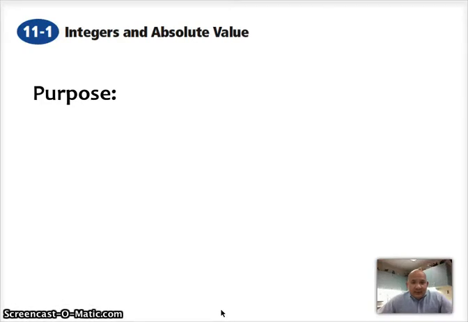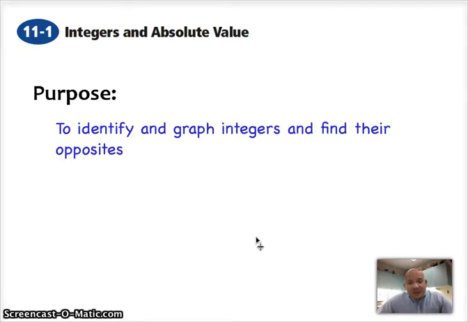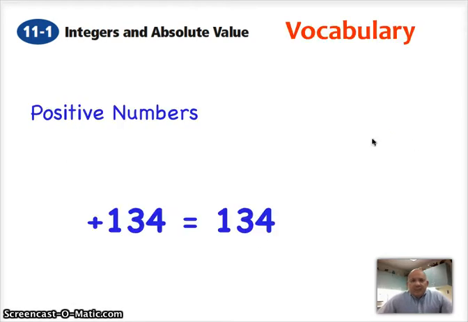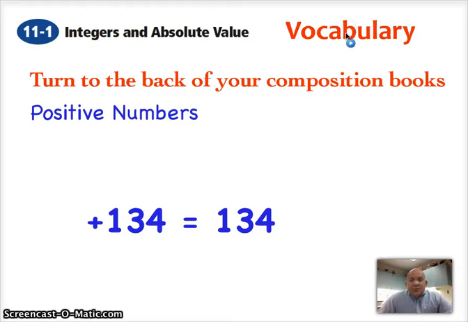It's the first lesson in our unit on integers and absolute value. Our purpose for this lesson is to identify and graph integers and find their opposites. By graphing integers, we're actually going to plot them on a number line. Positive numbers is our first vocabulary term, so make sure that you turn to the back of your composition books and write down this first of four terms.